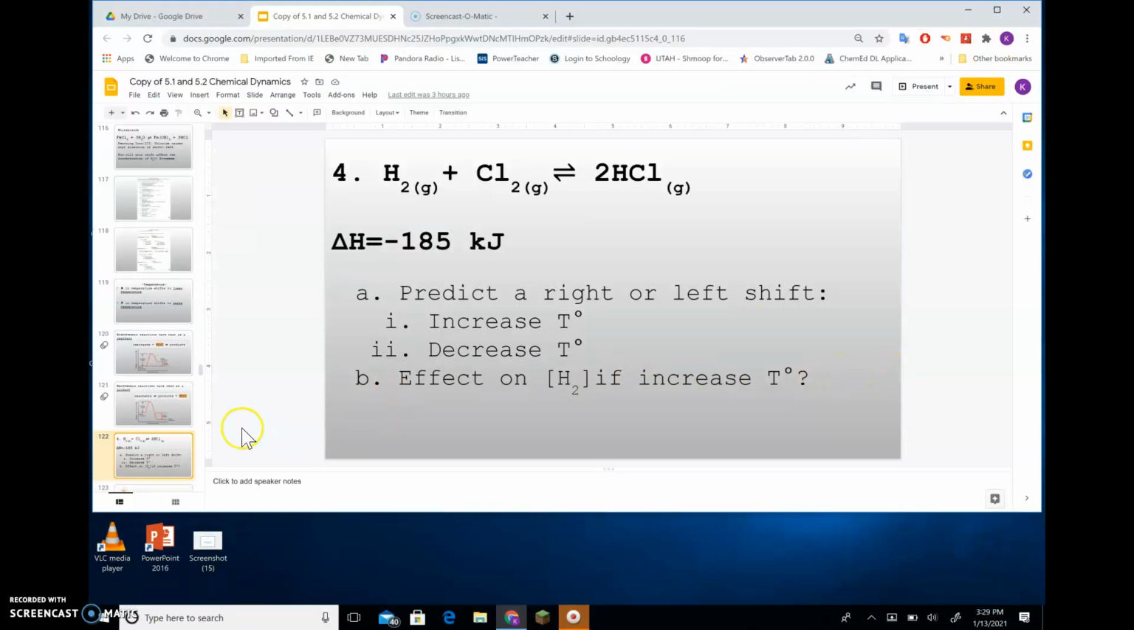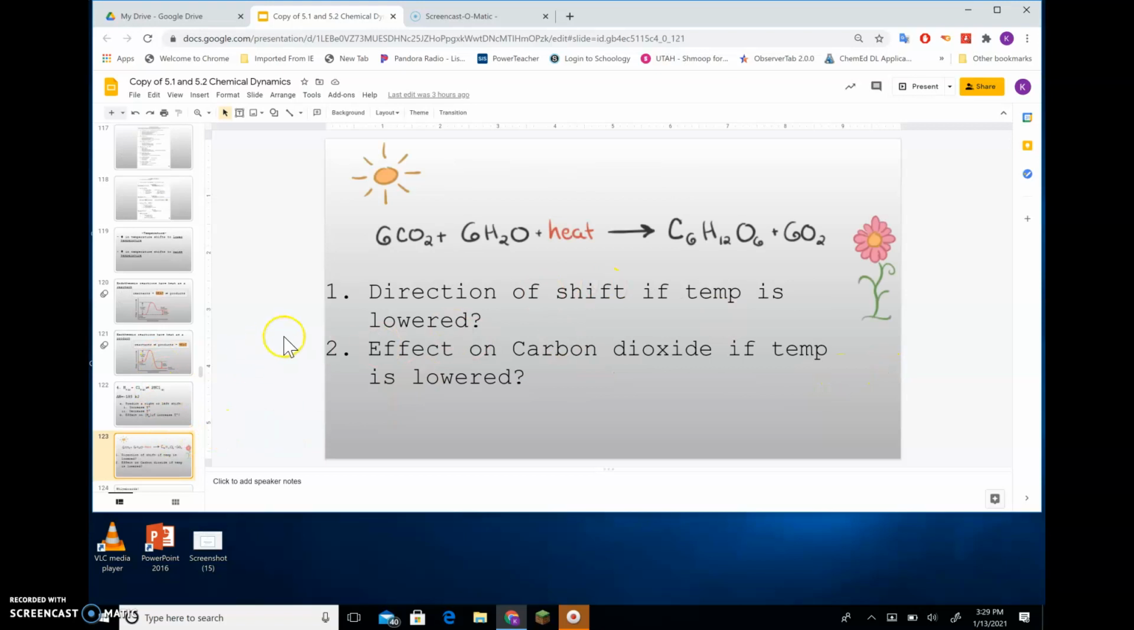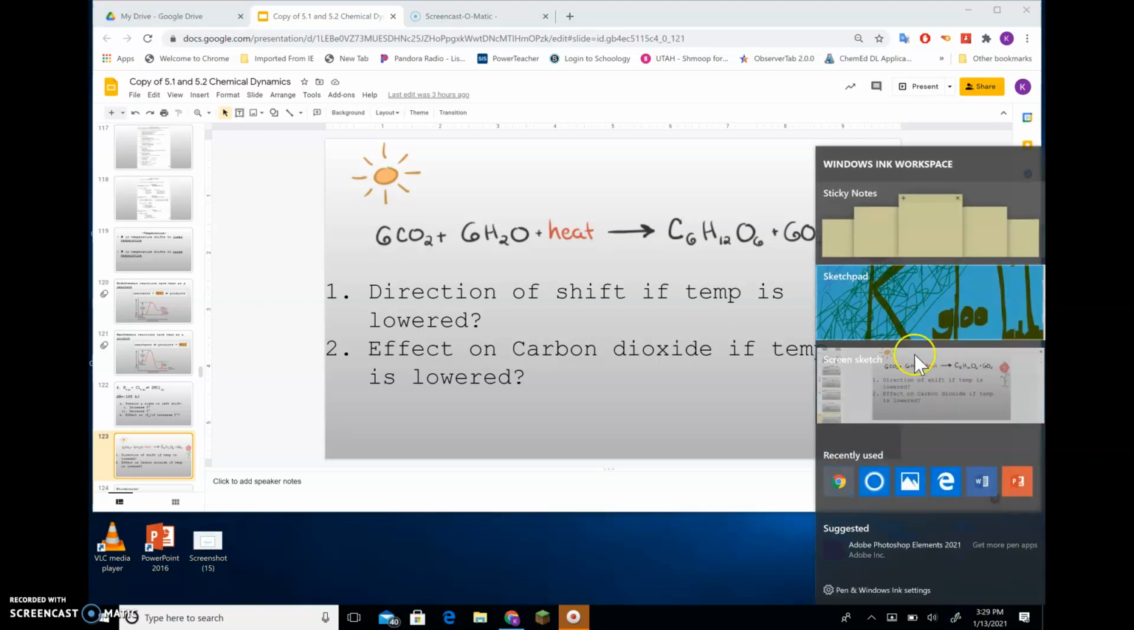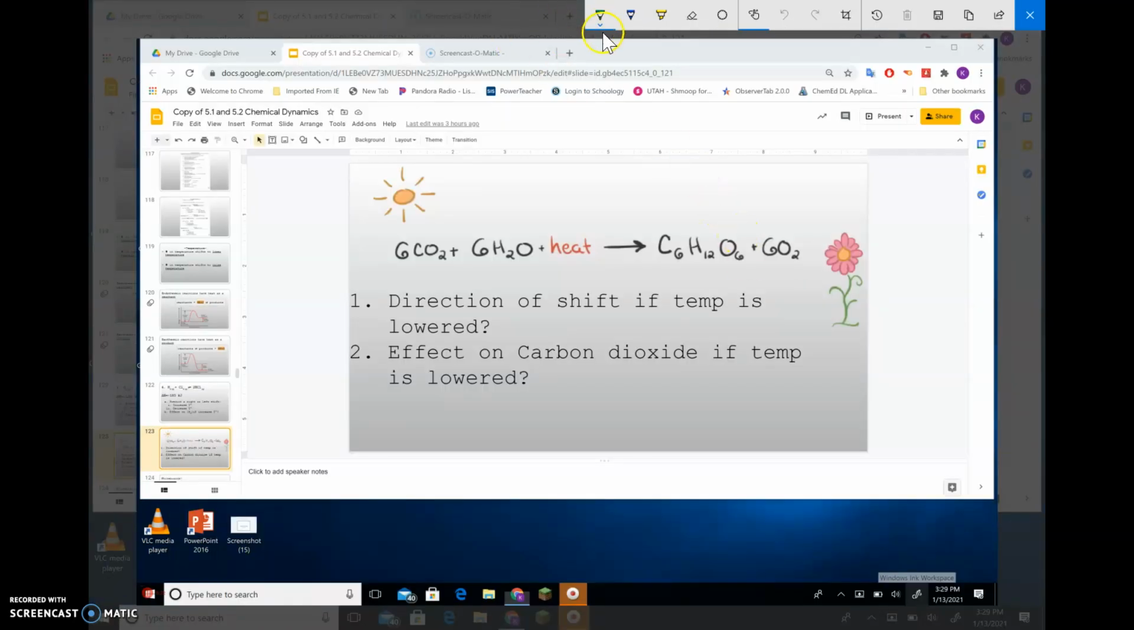Okay, let's do some examples now. So if you want to go ahead and do this on your own, pause the video, and then once you're done, come back and check your work. That would be awesome. Okay, this arrow should be double-sided to show equilibrium. Okay. Let's go ahead and talk about this one.